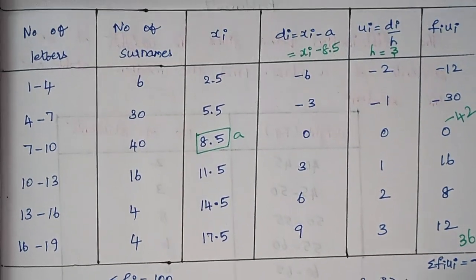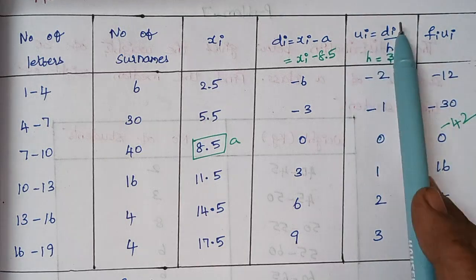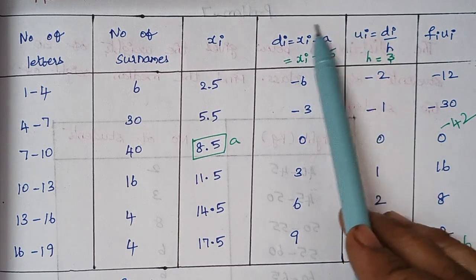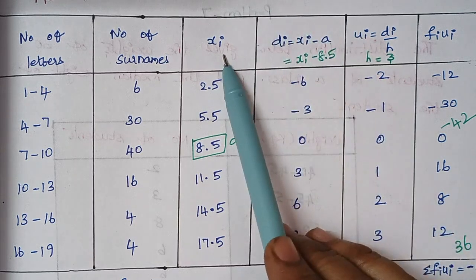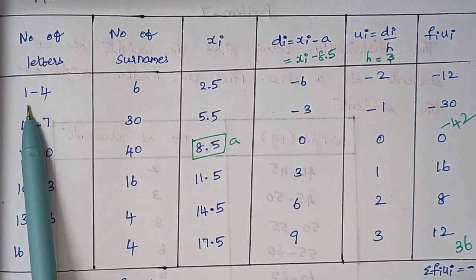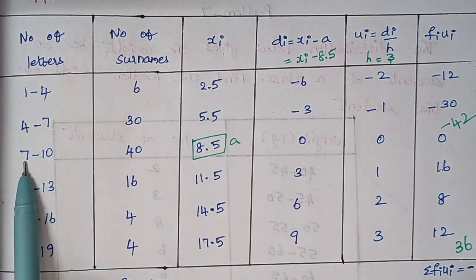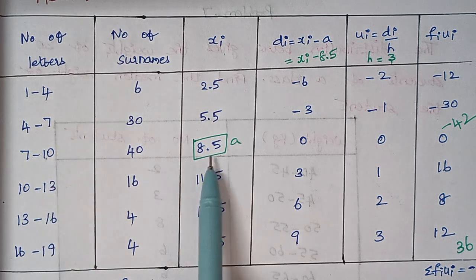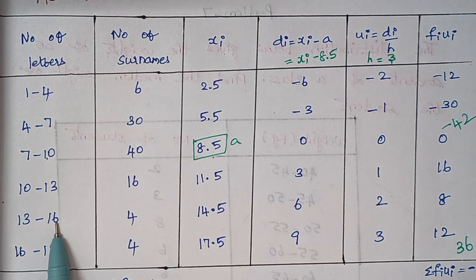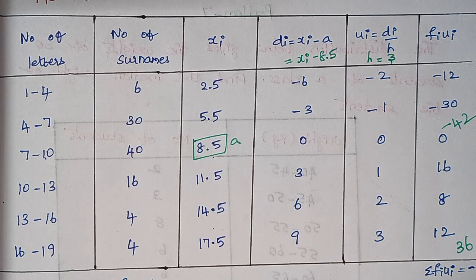So here we need fi ui. So just frame a column for fi ui. What is ui? ui is nothing but di by h. What is di? di is xi minus a, and what is xi? For xi we need a column. So here xi is nothing but the average of these intervals. That is 4 plus 1 is 5, 5 by 2, 2.5. Similarly, 7 plus 10 is 17, 17 by 2 gives 8.5. And 13 plus 16, again this makes 29. 29 by 2 gives you 14.5. Just you have to take the average.